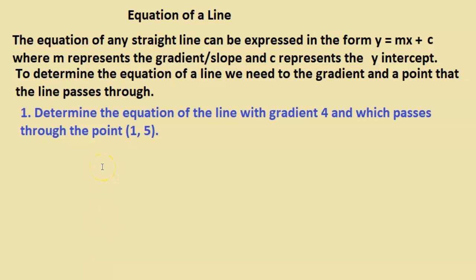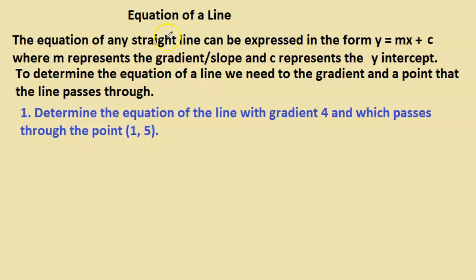So now we want to look at how we find the equation of a line. The equation of any straight line can be expressed in the form y equal to mx plus c, where m represents the gradient or the slope and c represents the y-intercept, or where the graph touches the y-axis. Now, to determine the equation of a line, we need two things. We need the gradient and we need a point that the line passes through.